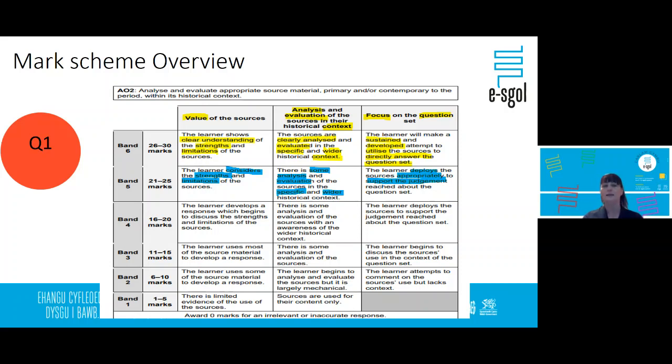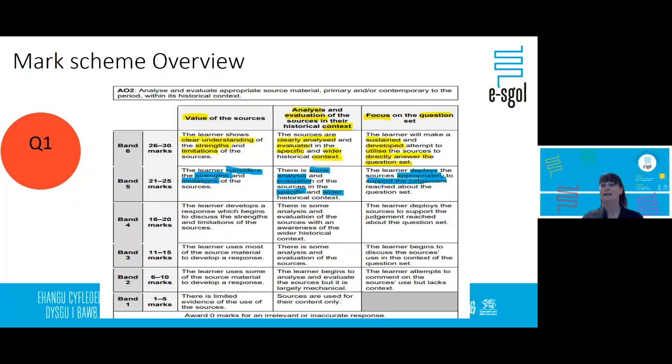Now, I'm only going to be looking at band 5 and band 6, as I said earlier, the top bands. So if we look at the first section, which is value of the sources, for band 5, it says the learner considers the strengths and limitations of the sources. Okay, you're considering them. Whereas to go into band 6, the learner shows clear understanding of the strengths and limitations of the sources. So that clarity is something that will get you into band 6, being clear that you are looking at the strengths and you are commenting on them and the limitations of each source.